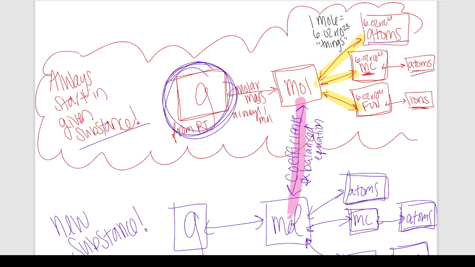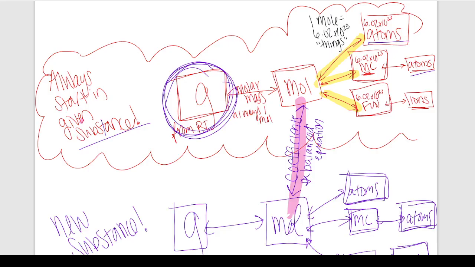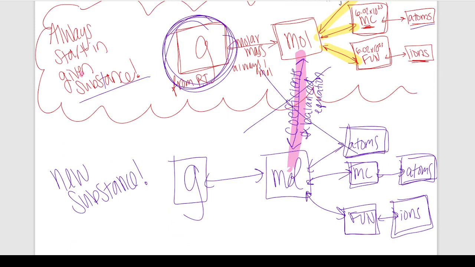So look at the substance that we started in. My starting substance was pure gold. It tells me that right here. So that's why I called it Au. I'm looking for atoms of Au. So do I change substances at all? If my given information is gold and my final information is also gold, no. I'm not changing substances, right? So that rules out this part. That means I'm not going to be using the coefficients in a balanced chemical equation. Also, a dead giveaway should be that there is no chemical equation given in that question, so that's not relevant at all.